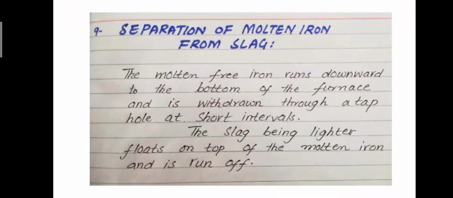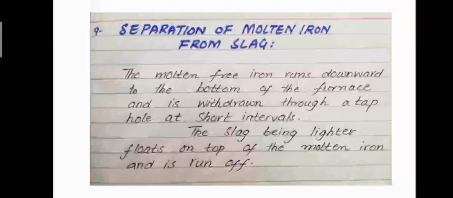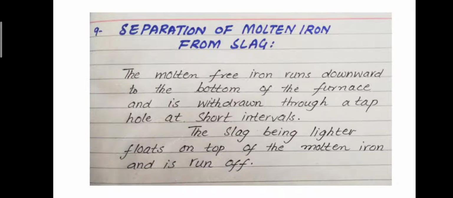Step 9. Separation of molten iron from slag. The molten free iron runs downward to the bottom of the furnace and is withdrawn through a tap hole at short intervals. The slag, being lighter, floats on top of the molten iron and is run off.